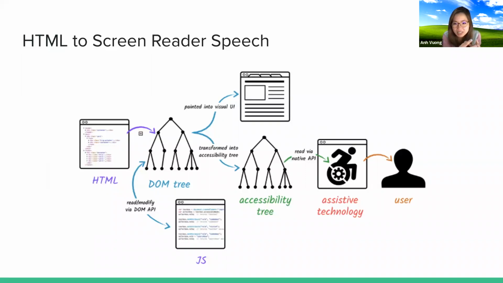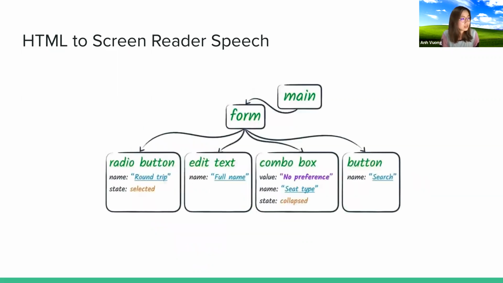But based off of this accessibility tree, this is what the assistive technology uses to feed the screen reader information to read out loud. So this is an example of what an accessibility tree may look like. You have a main, which might have a form, and inside that form there are all these semantic elements like radio button, edit text, combo box, button, and basically what these accessibility tree objects have are attributes and values, such as name, description.